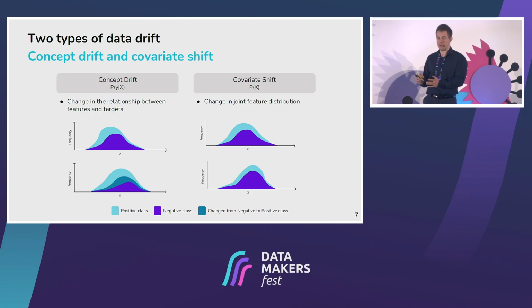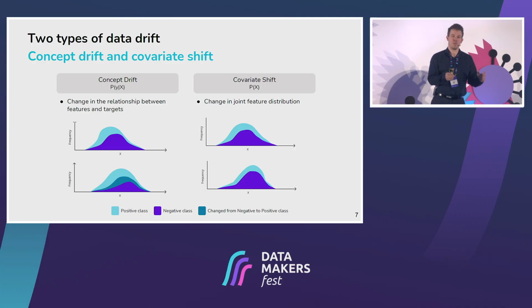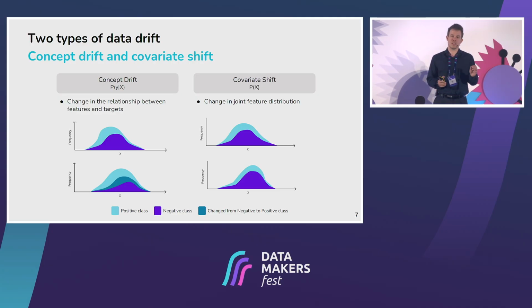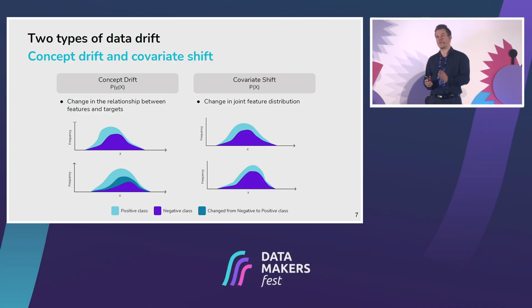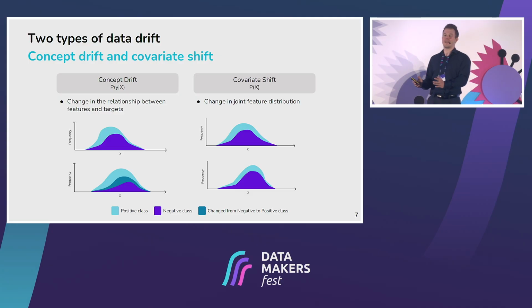Covariate shift, on the opposite side of the spectrum, is the change in our joint model input distribution, so the joint feature distribution. Just looking at the definitions, you can already see that for concept drift, we actually need the Ys. We need the targets. So this is not something that we can measure at inference time. To really measure concept drift and quantify its impact on model performance, we need to get the ground truth.